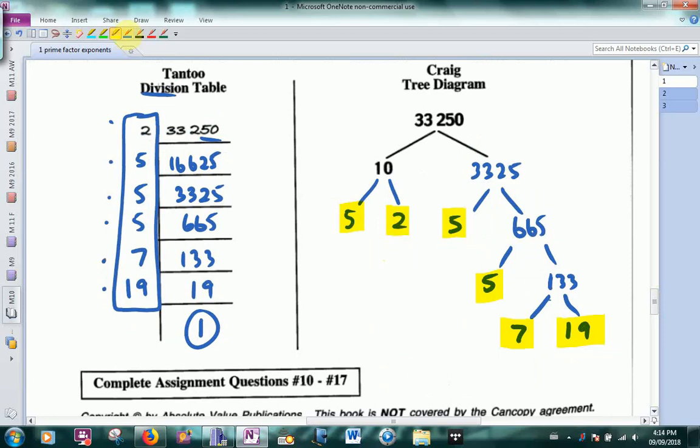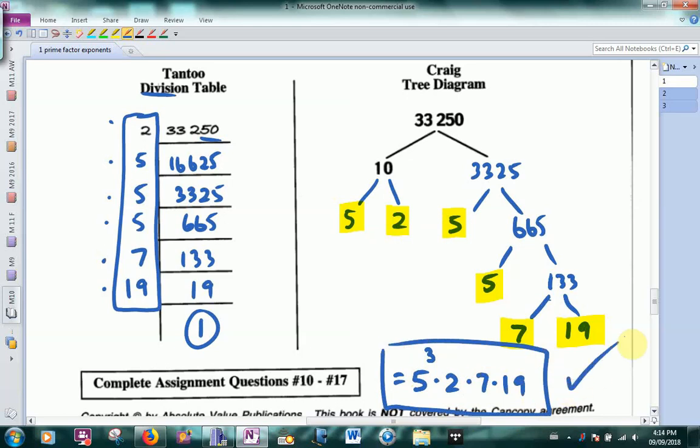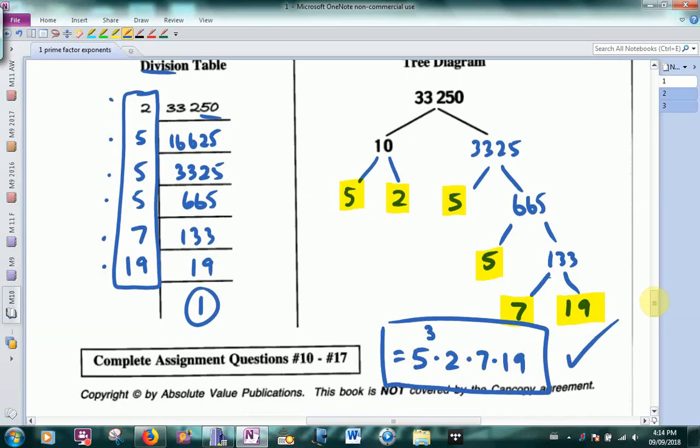Now it's not a bad idea to just write it down here. If I wanted to be real good, I'd go, I have 3 5s, that's 5 cubed. I got a 2, I got a 7, I got a 19. That's the answer. I clearly see that. Okay, if you're messy, again, I encourage you to do that so we can actually see the answer.